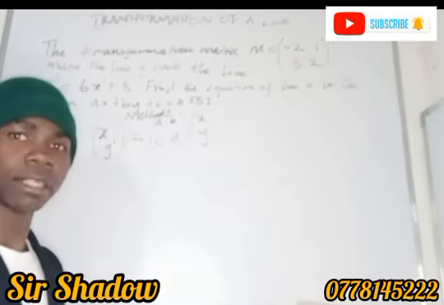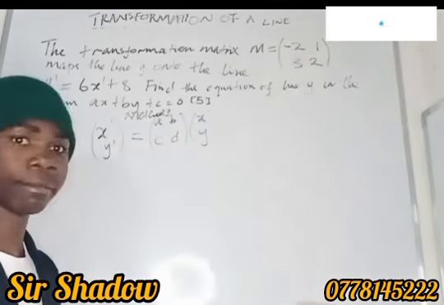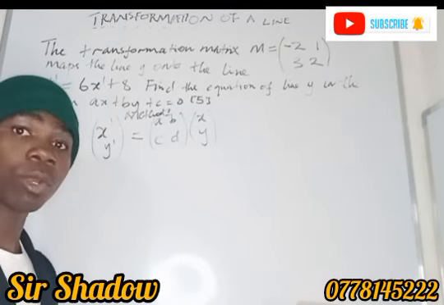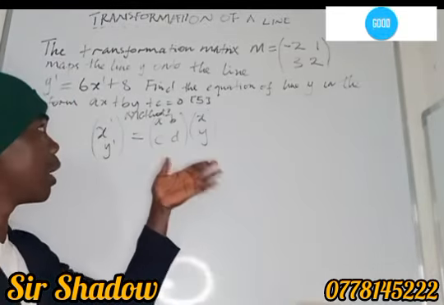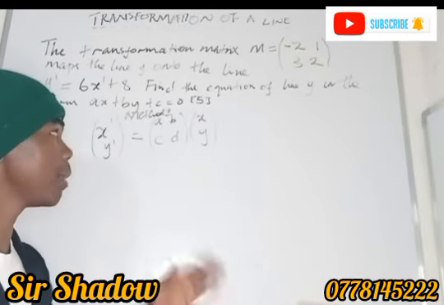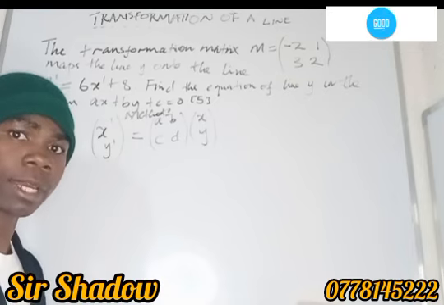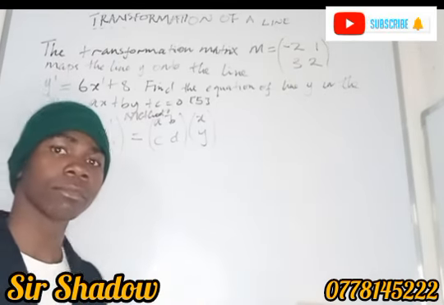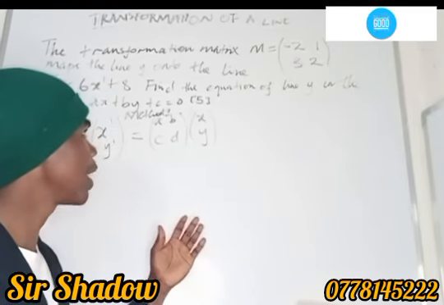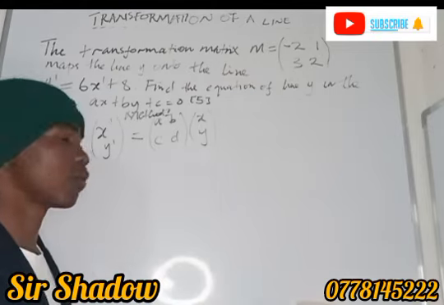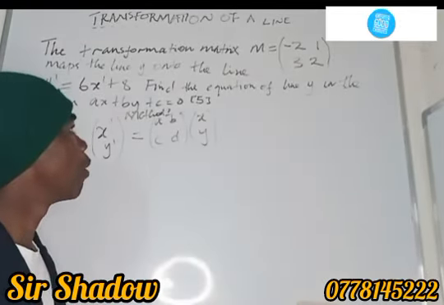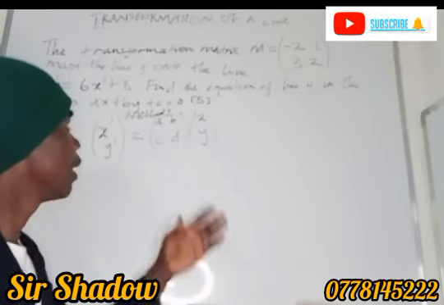So today we'll be focusing on transformation of a line. Since the last episode, we were looking at how to transform a line to form the equation of the image. But for now, it's vice versa. Now we are given the equation of the image, and we are asked to find the equation of the object. Let's consider this question.